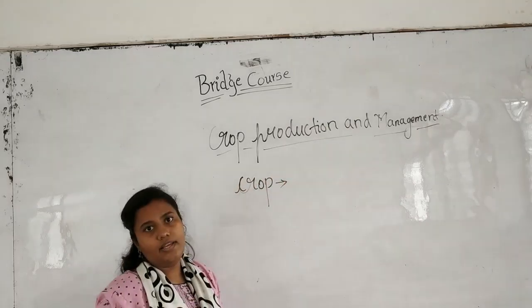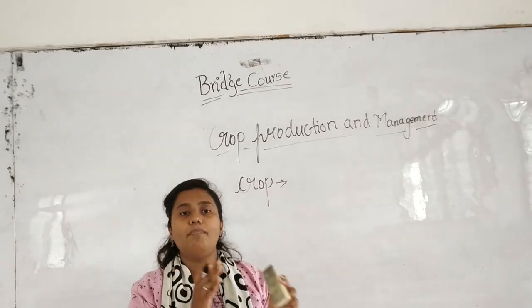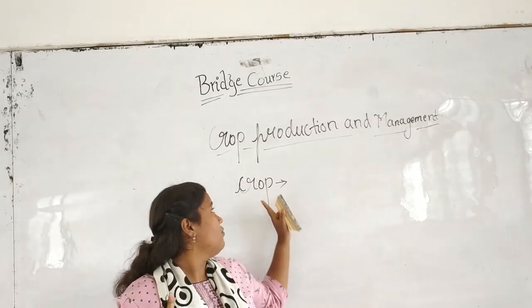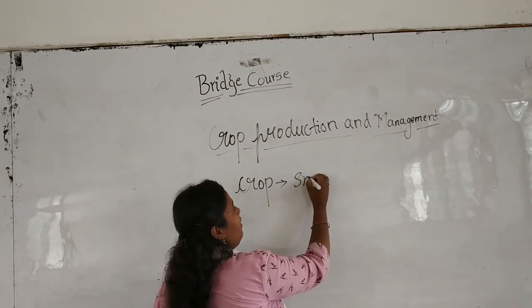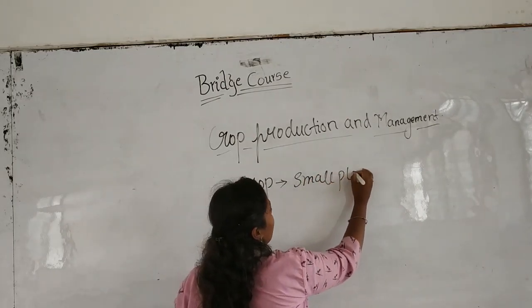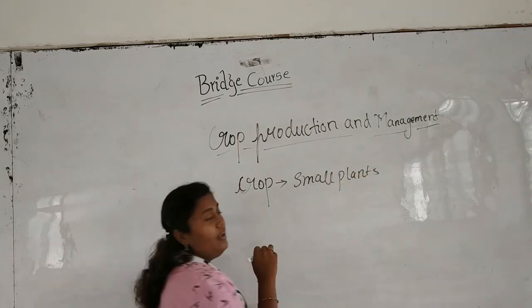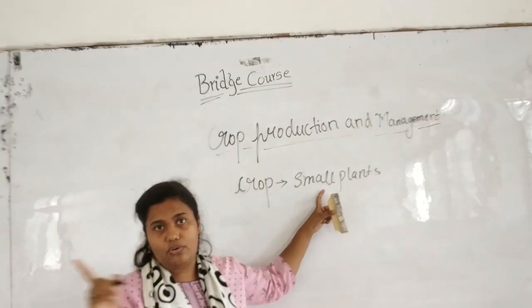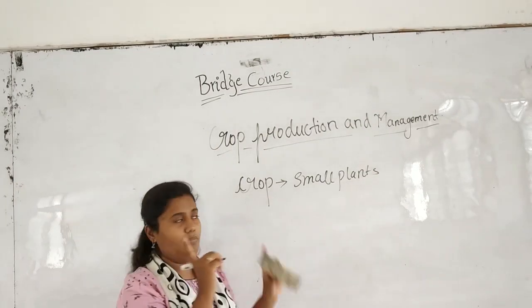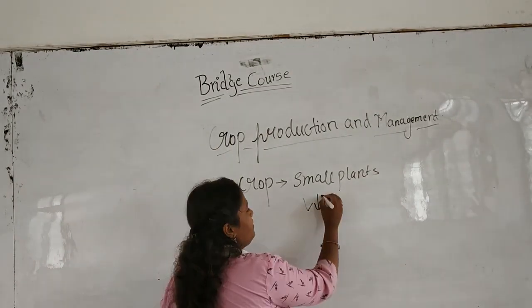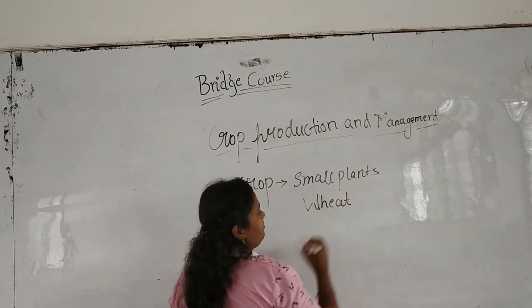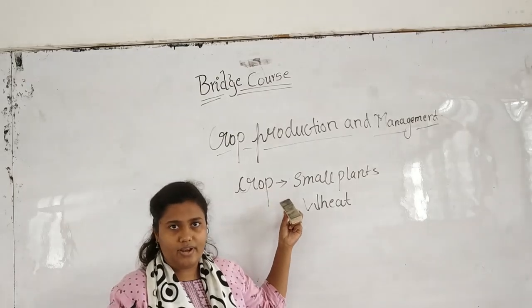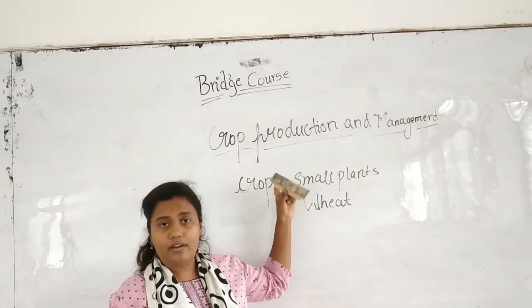Crop is nothing but small plants which are grown over a large scale of area. Such type of plants which are grown over a large scale of area are called crops. For example, you can take an example of wheat. Wheat is an example of crop. Paddy is also another example. Maize. These all are crops.